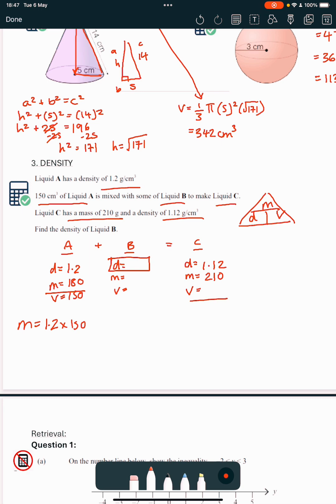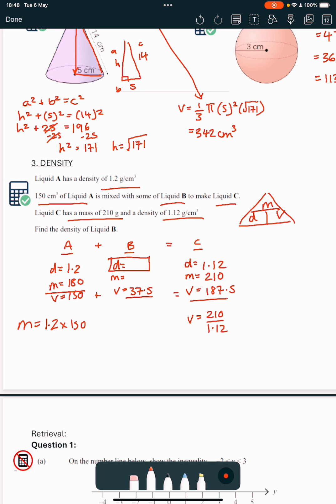And then we'll find the volume of C. So volume is mass divided by density, 210 divided by 1.12, 187.5. And now we can kind of work backwards. So I know if I look at the volumes to start, 150 centimetres cubed plus something gave me 187.5. So if I do 187.5, take away 150, that will tell me there was 37.5 centimetres cubed of B.